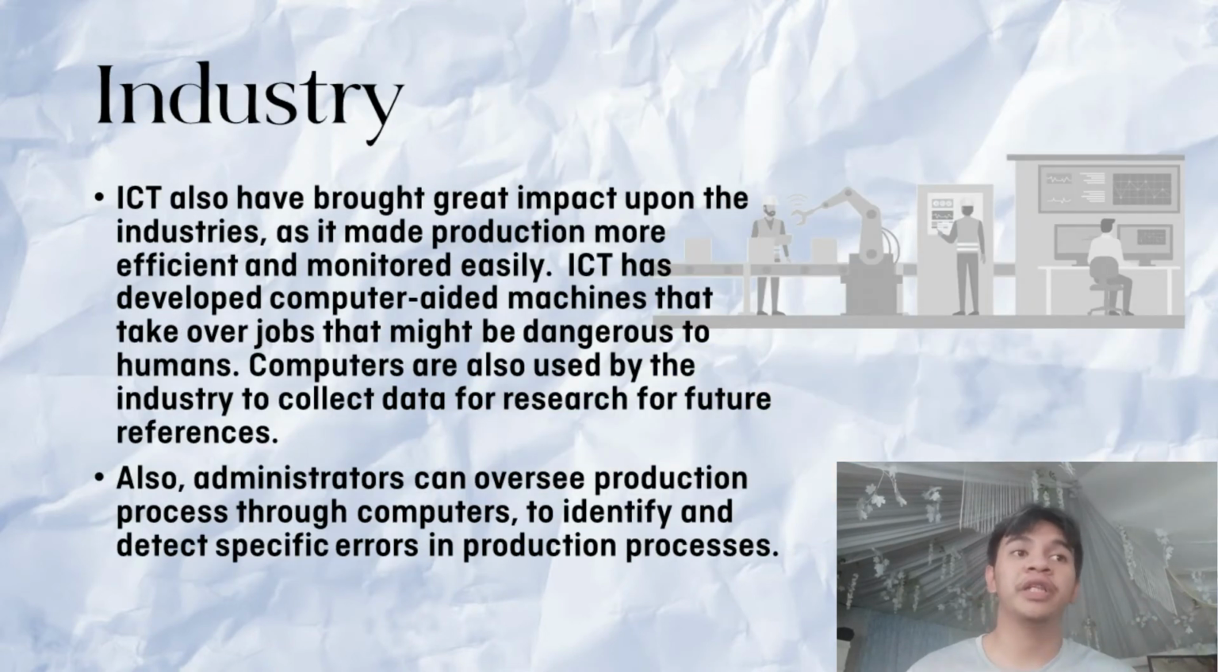ICT has also great impact upon the industries as it made the production much more efficient and monitored. Also, ICT has developed more computer-aided machines that have taken over jobs that might be dangerous to humans. Computers are also used by the industry to collect data for their references in their research, because industries need research. Also, for administrative purposes, the owners can oversee the production processes and identify the errors in their production process.